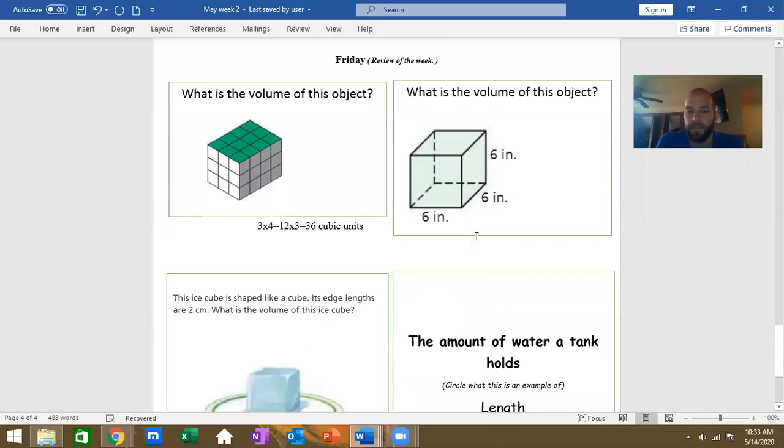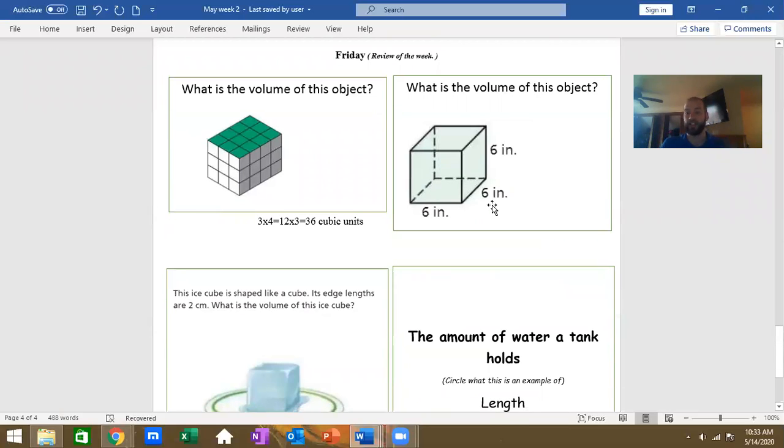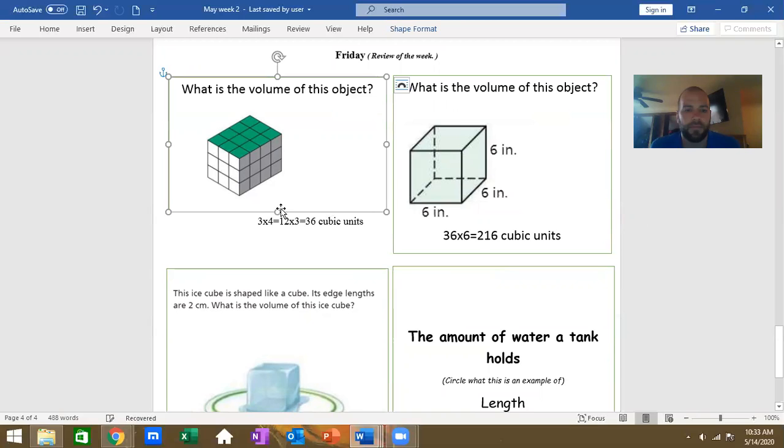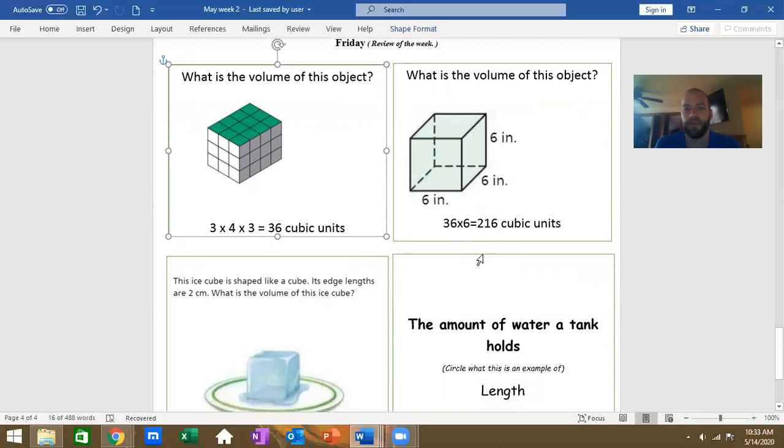What is the volume of this object right here? Well, 6 by 6 is 36. And 36 times 6 is 216. There we go. 216. Okay, so you find the base, and then you multiply it by how high up, or the height, and that's how you get 216 cubic units.